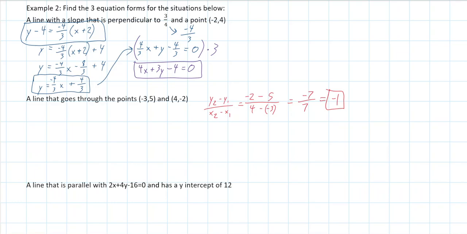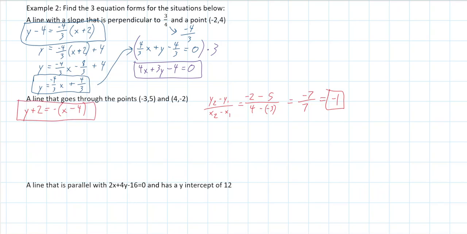Now we can use that slope and one of these points to get our slope point form. So y plus 2, let's do it that way, equals negative, and then we'll put x minus 4. Okay, this is one possible slope point form. There are more than one answer, but that's what we have.